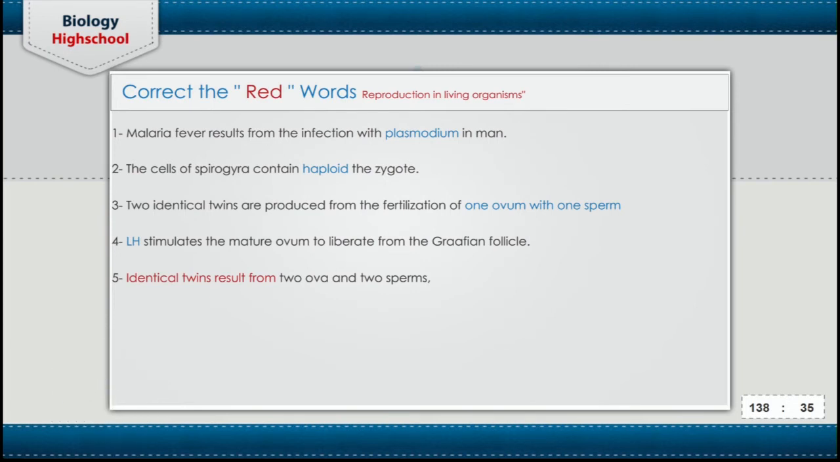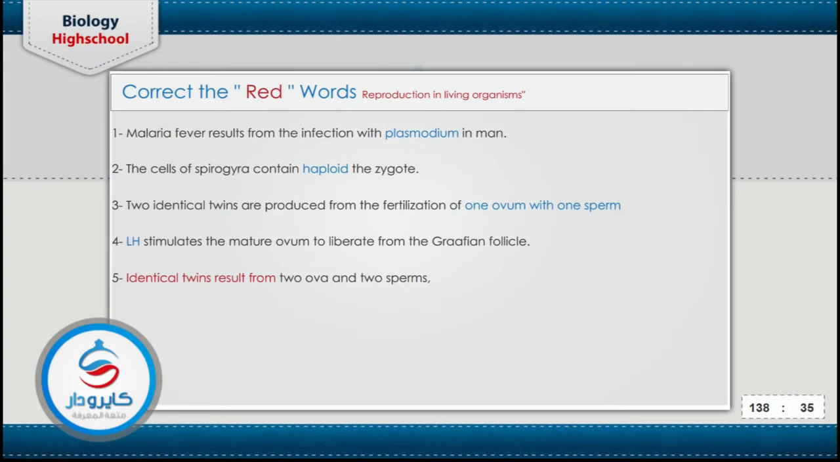Identical twins result from two ova and two sperms. We agreed that when it says identical, it means one ovum with one sperm, but two ova with two sperms are fraternal twins, which is the right answer.